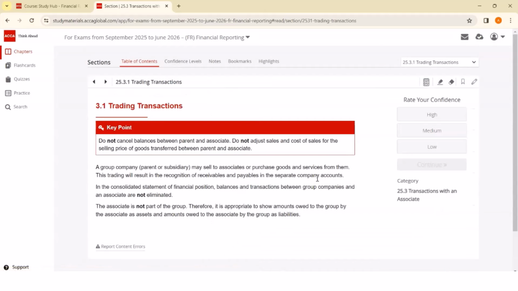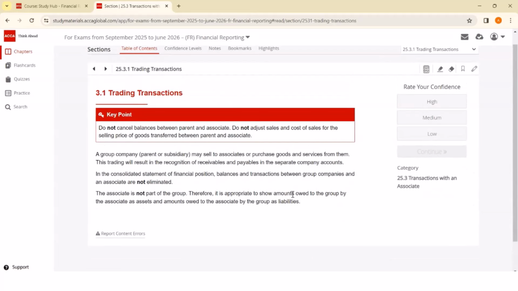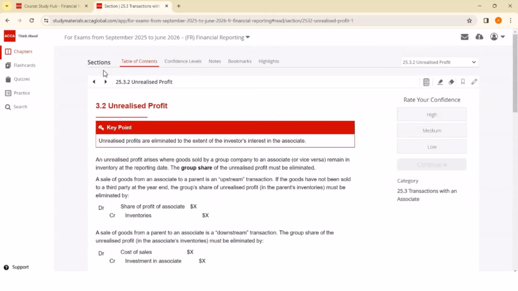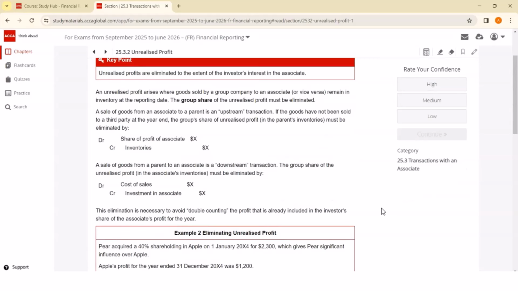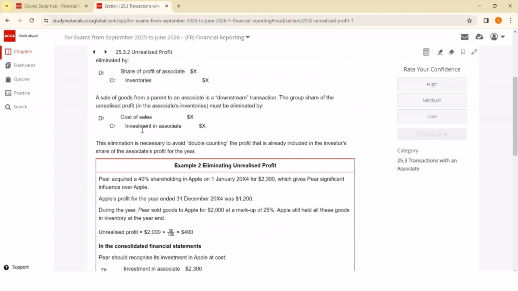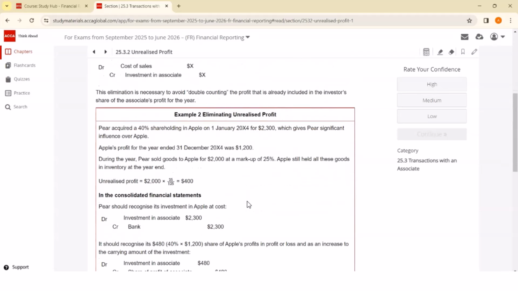I will touch upon the trading transactions in which there is at times trading between the group and the associate company, upstream selling or downstream selling, it varies. Now, in case of unrealized profit, the important thing is how we are going to eliminate the unrealized profit if any such intra-group transaction exists. Whenever there is the sale of goods from associate to parent, it is called an upstream transaction. And to eliminate it, we debit the share of profit of associate and credit the inventories. And if it is downstream, then cost of sales is debited and investment in associate is credited.